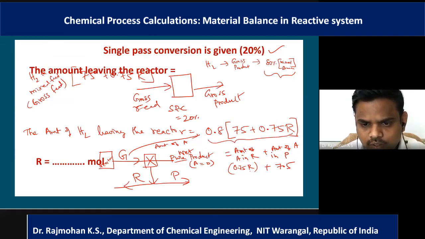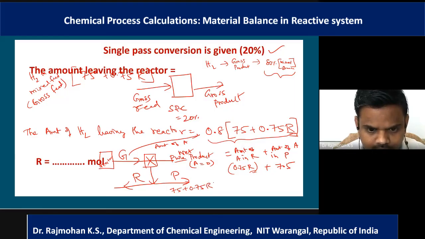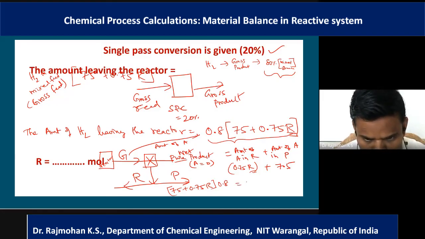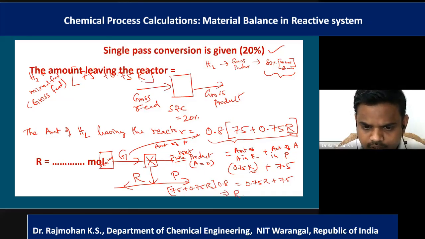Term is equal to this, and we have only one unknown called r on both sides. We can simplify to get the r value. So this is equal to this. That means we have (75 + 0.75r) × 0.8 = 0.75r + 7.5. Simplifying, r equals this many moles.